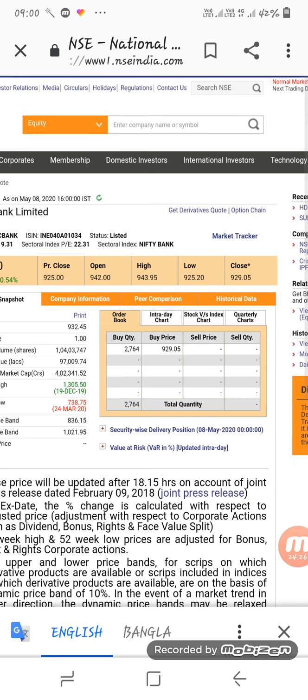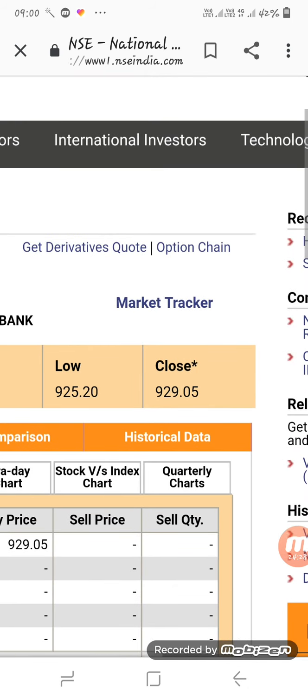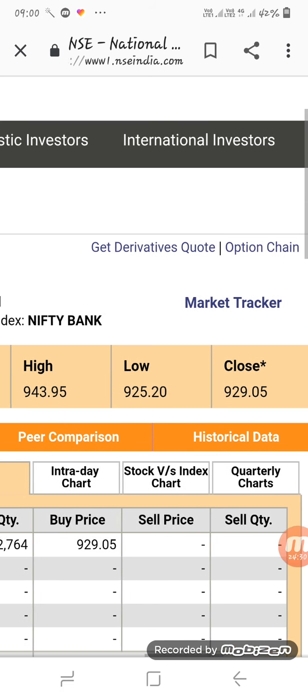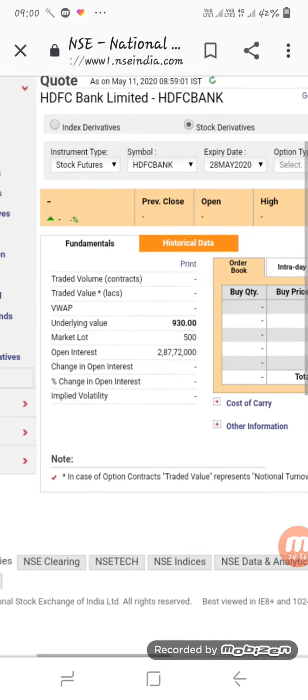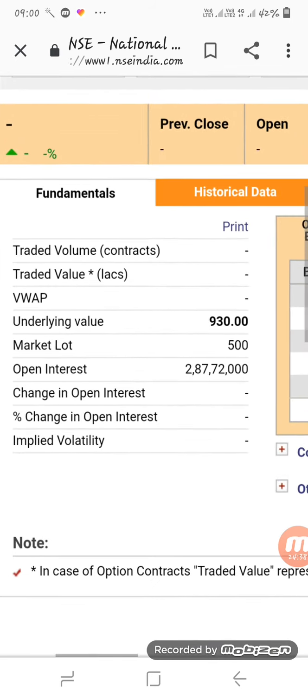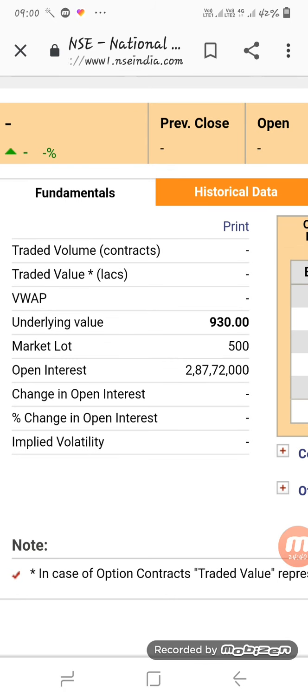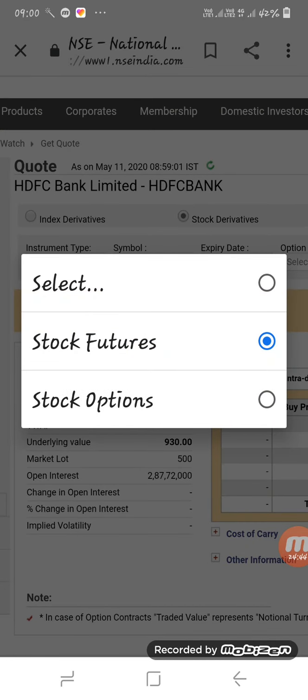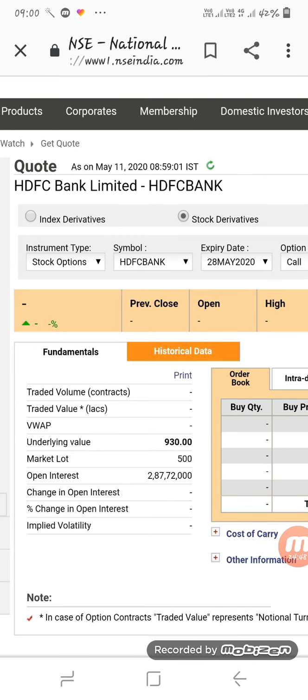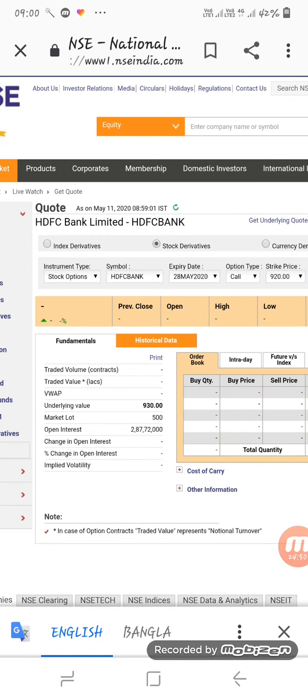You can go back, and we had gone to option chain. Right now you can go to get derivative quote. After going to get derivative quote, you'll come to know what the lot size is. So out here the lot size is 500. And you can make selections out here also. You can select future, or if you want to play in options, you can select stock options, and the expiry date is 28 May.